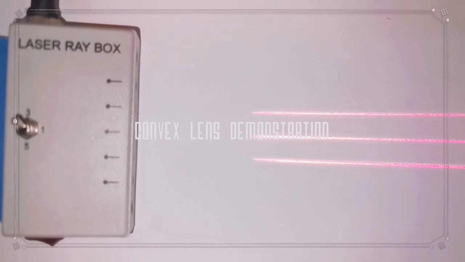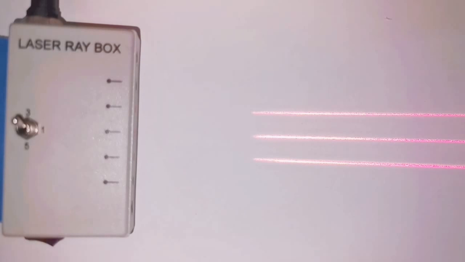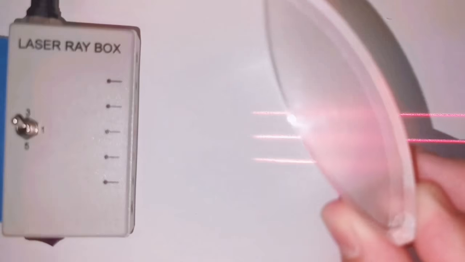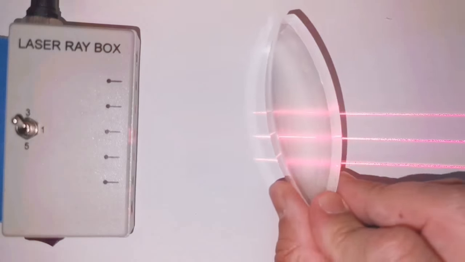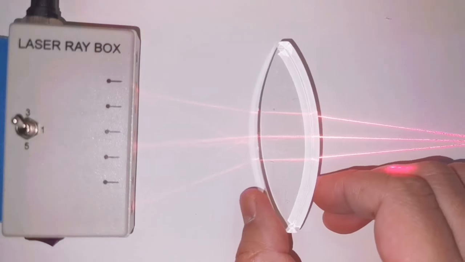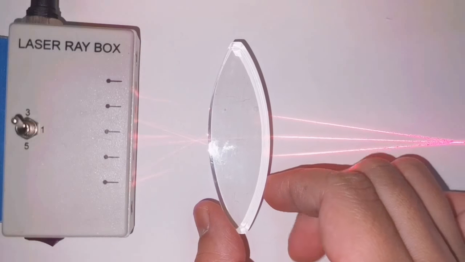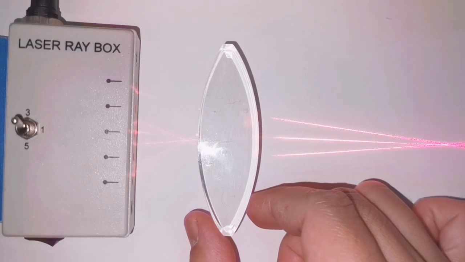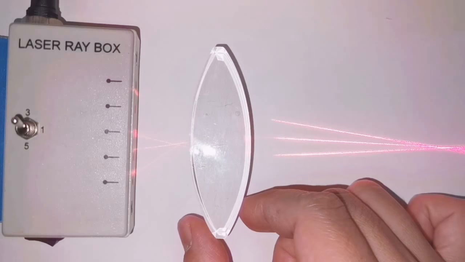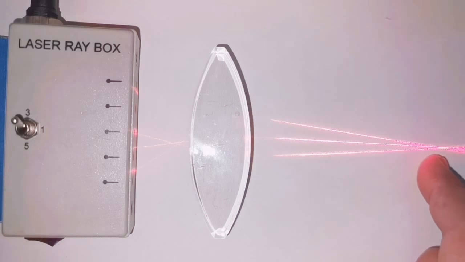Okay, now we want to see what will happen to the parallel rays of light passing through the convex lens. This is the convex lens. Okay, as you can see, the parallel rays of light converge at one point.